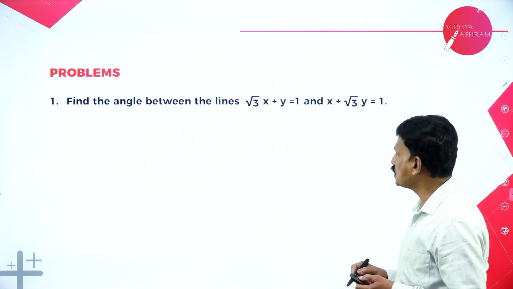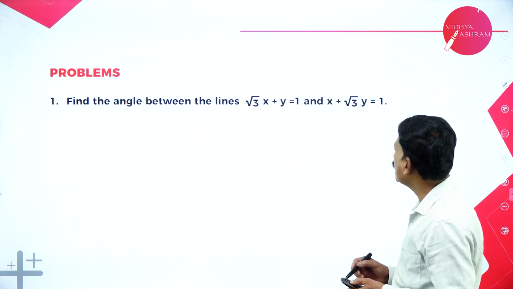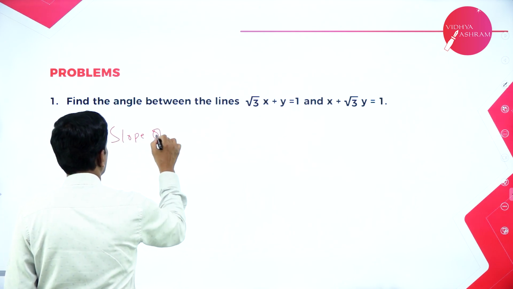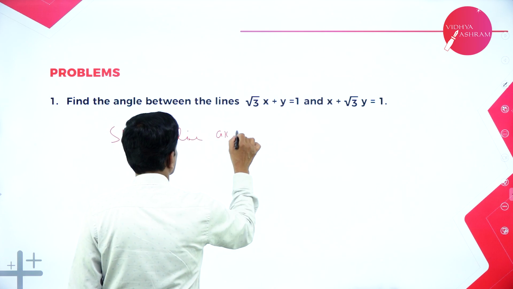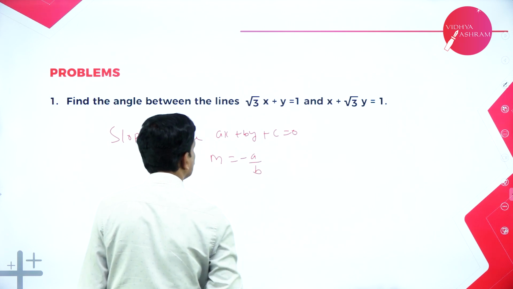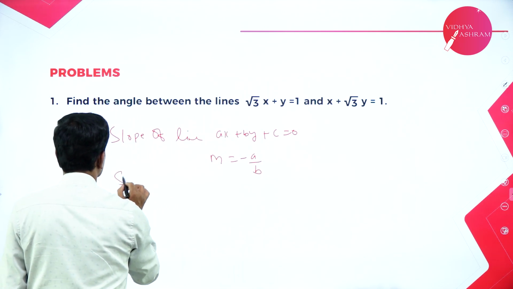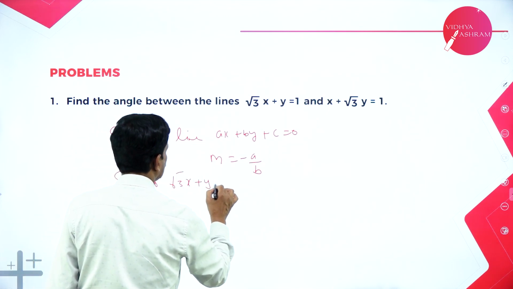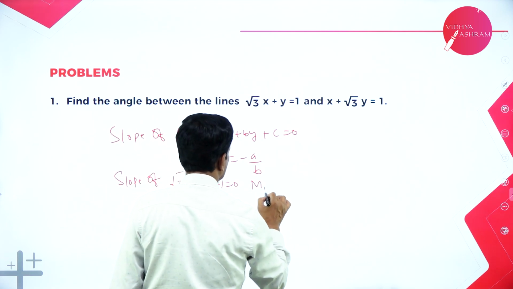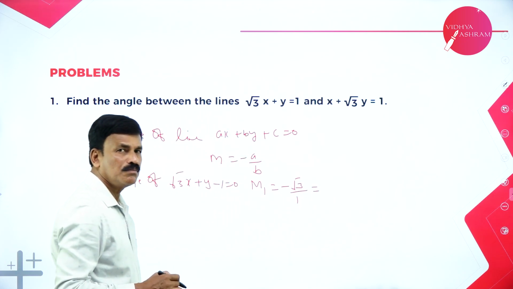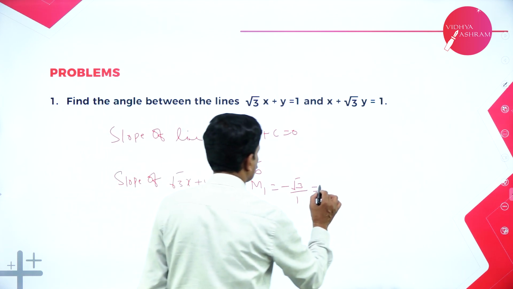Find the angle between the lines root 3x plus y is equal to 1 and x plus root 3y is equal to 1. Now, you know the slope of the line ax plus by plus c is equal to 0 is m is equal to minus a by b. Here the slope of the first line, root 3x plus y minus 1 is equal to 0, is m1 is equal to minus a by b, that is minus root 3 by 1, which is minus root 3.